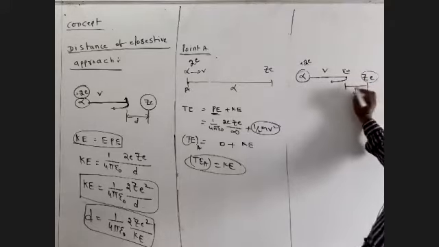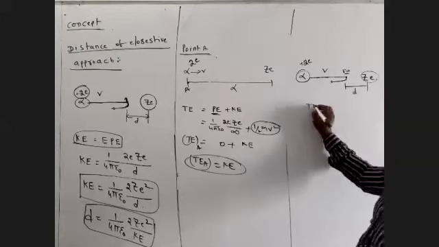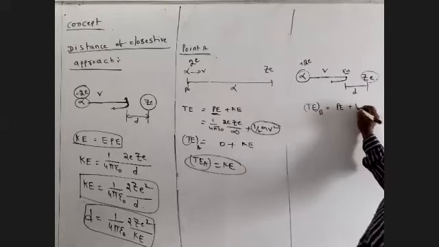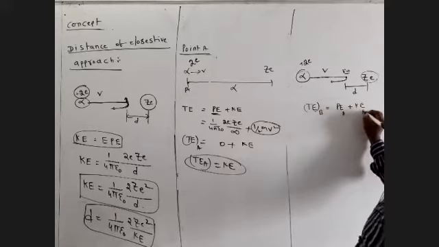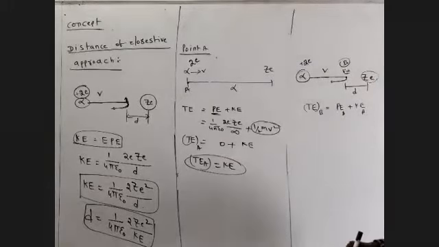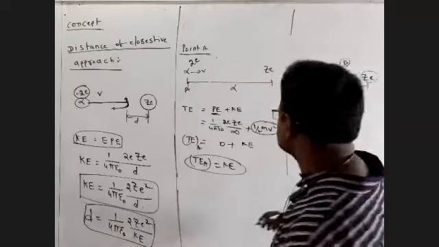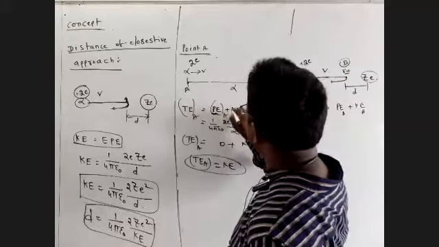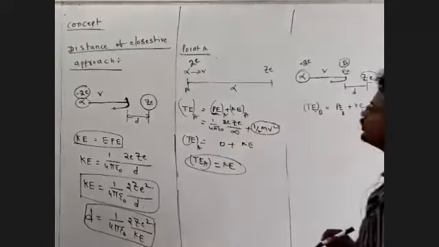The distance between the two points is d, and the total energy at the B point is equal to potential energy plus kinetic energy at the B point. This is the B point, and this is the A point.